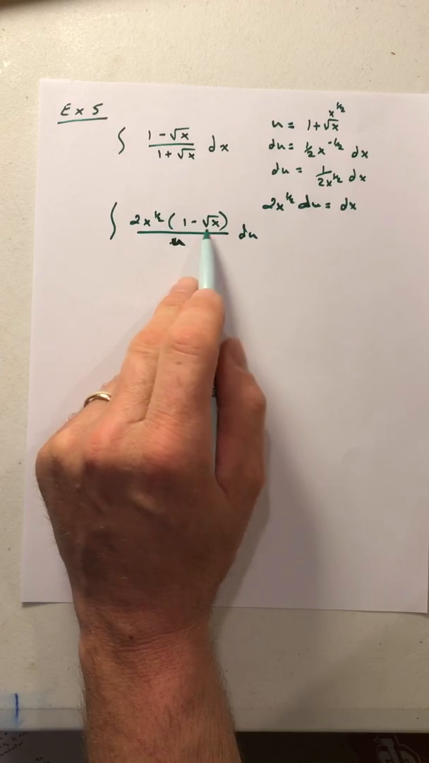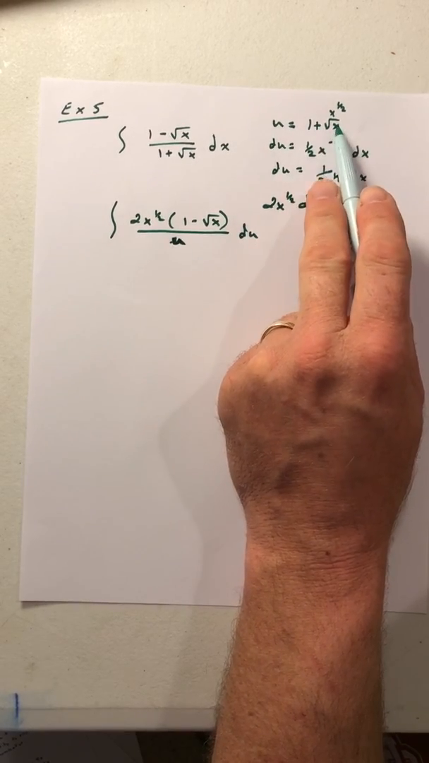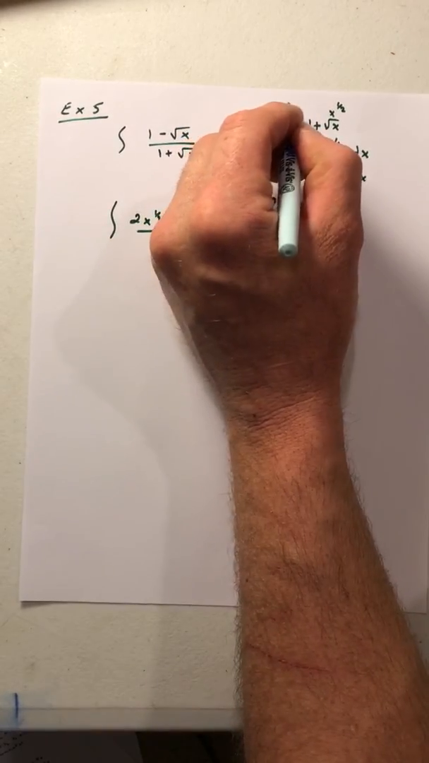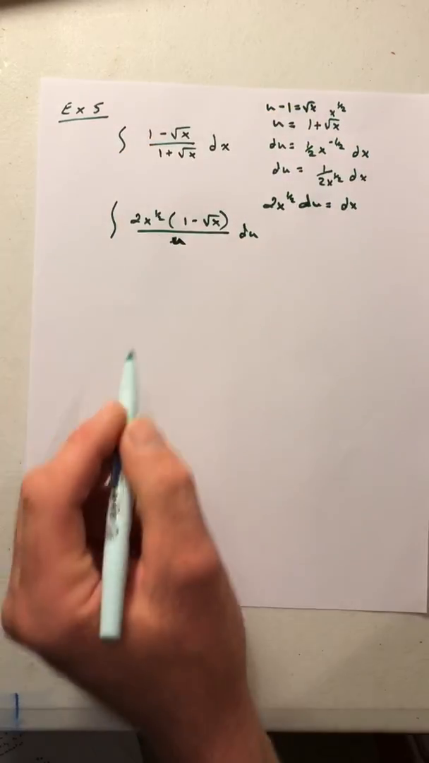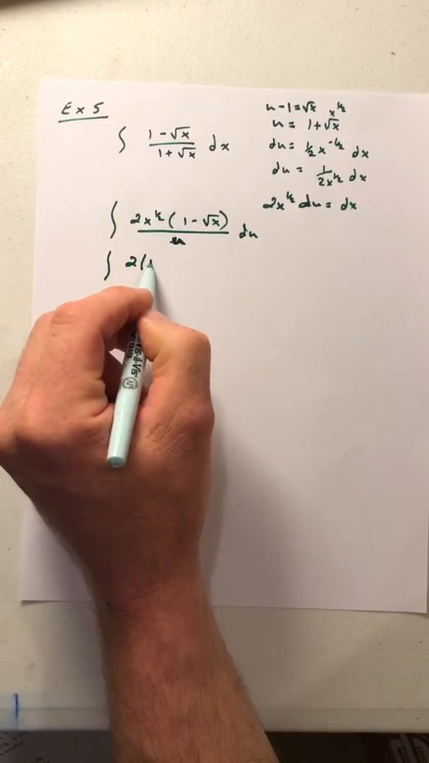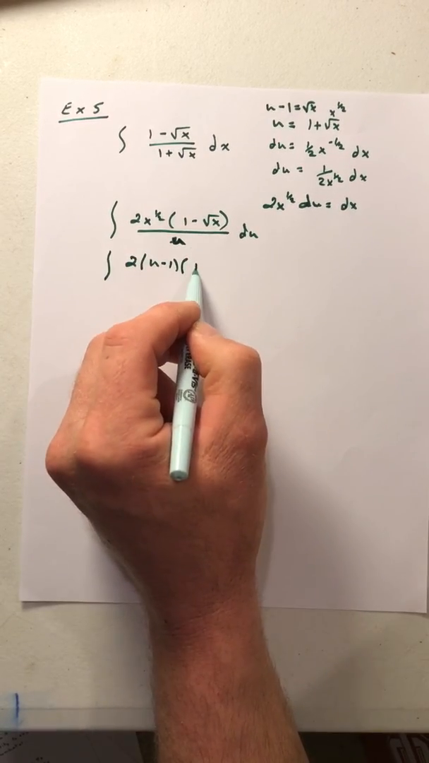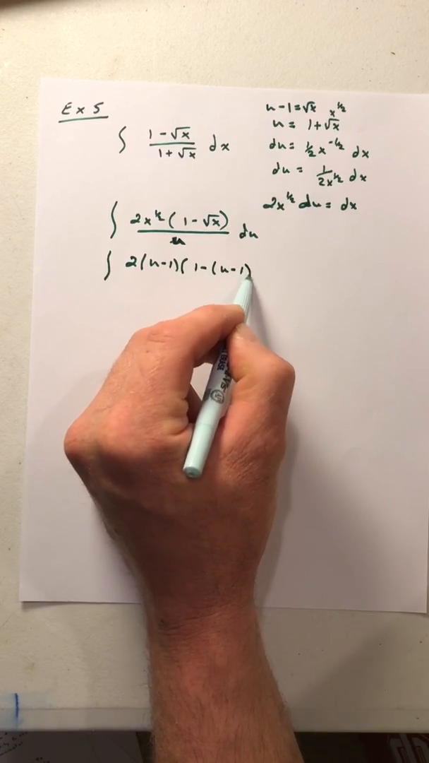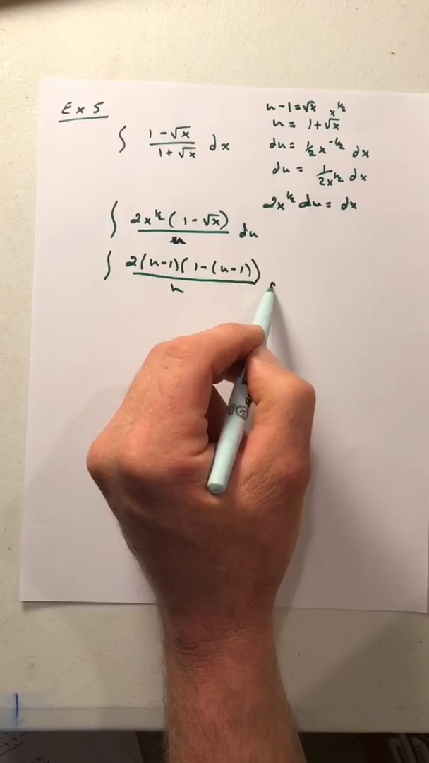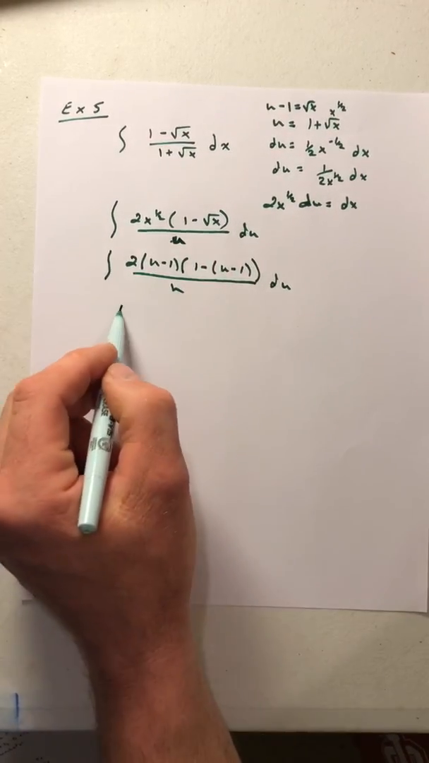So we've got x to the 1/2 here, and we have a square root of x here. Well, if we look up here, we have x to the 1/2, the square root of x, there. So u minus 1 equals that square root of x. So now I have the integration of 2 times x to the 1/2, which is u minus 1, times 1 minus a u minus 1 over u du.